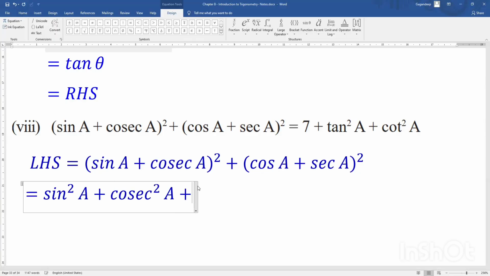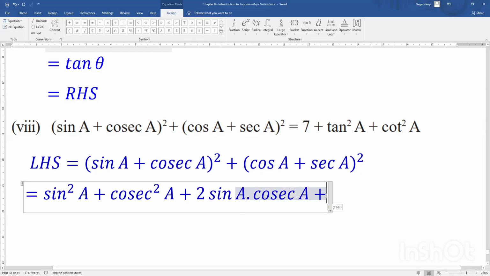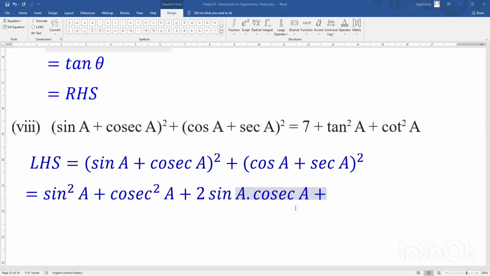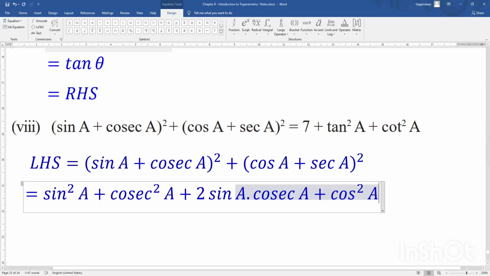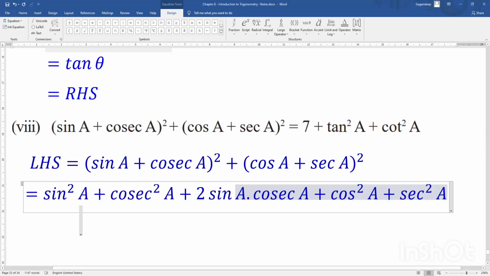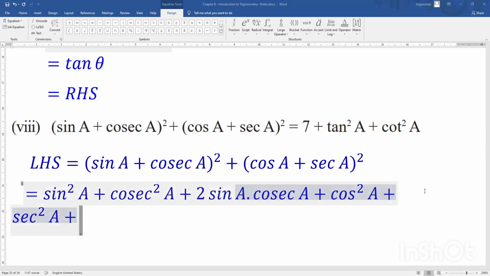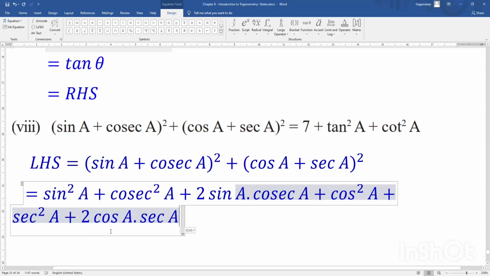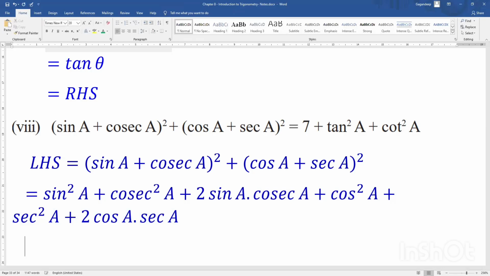And then 2AB, which means 2 sin A into cosecant A. Plus, then again we have (cos A plus secant A), we need to expand that. So cos A the whole square is cos square A plus secant A whole square, which is secant square A, plus next 2AB, that is 2 cos A into secant A. Okay.